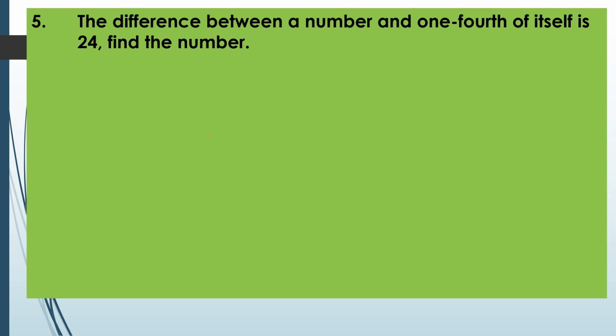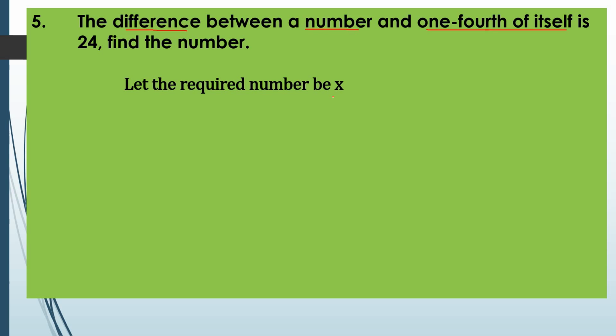Question number 5 from exercise 12D. The difference between a number and 1/4 of itself is 24. Find the number. The difference between what? A number and 1/4 of itself. That means the number itself. Okay, so let us assume the number to be x.